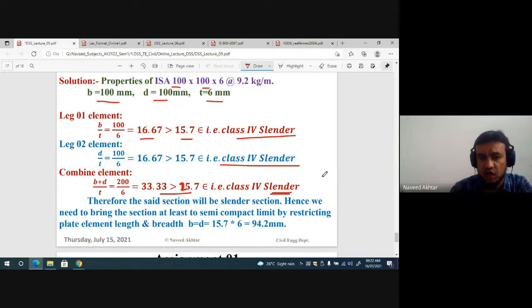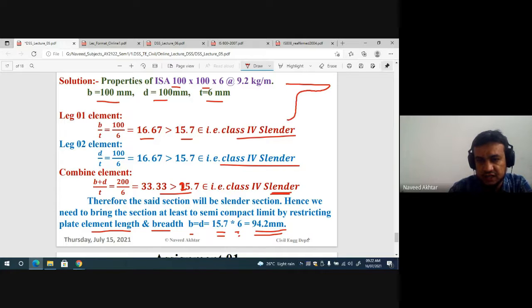into the semi-compact limit. So how can we bring the section into the semi-compact limit? The said section is a slender section, hence we need to bring it at least to the semi-compact limit by restricting the plate element length or breadth, b equal to d equal to 15.7 into 6. You multiply 15.7 with the thickness, so your plate element should not be greater than 94.2 mm.